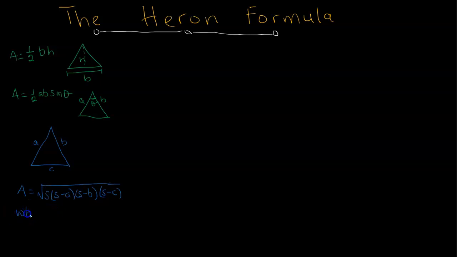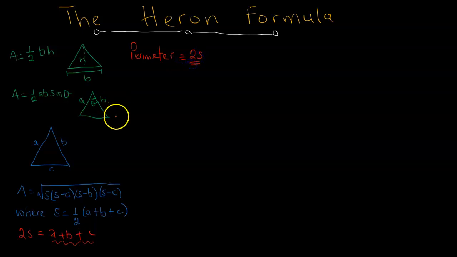Now, S is equal to 1/2 times A plus B plus C. If we cross multiply here, we are going to see that 2S is equal to A plus B plus C. And we know what A plus B plus C is. That's the sum of the boundaries of the triangle. It tells us that the perimeter of the triangle has a value of 2S. So 2S is the perimeter of the triangle.